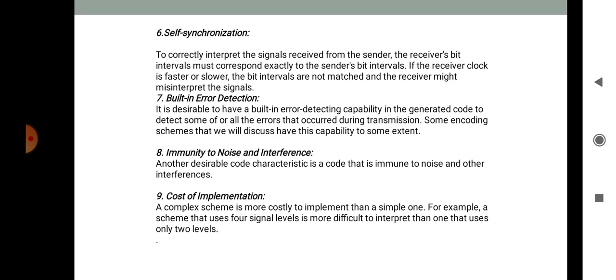Then immunity to noise and interference. Another desirable code characteristic is that the code is immune to noise and other interferences. Then cost of implementation. A complex scheme is more costly to implement than a simple one. For example, a scheme that uses 4 signal levels is more difficult to interpret than one that uses only 2 levels.